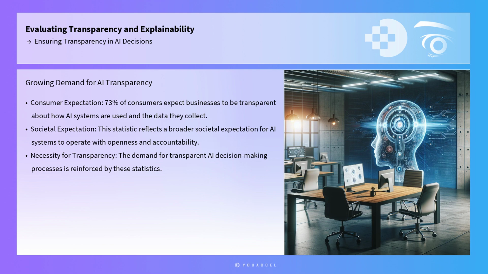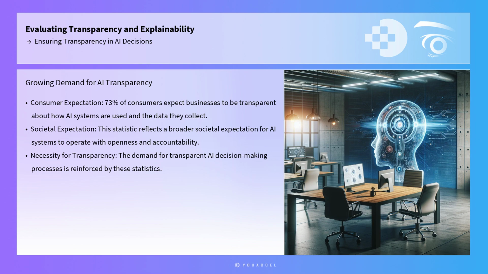Statistics underscore the growing demand for transparency in AI. According to a survey conducted by Capgemini Research Institute, 73% of consumers expect businesses to be transparent about how AI systems are used and the data they collect. This statistic reflects a broader societal expectation for AI systems to operate with openness and accountability, reinforcing the necessity for transparent AI decision-making processes.